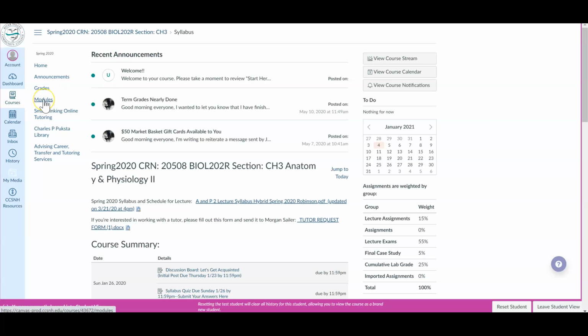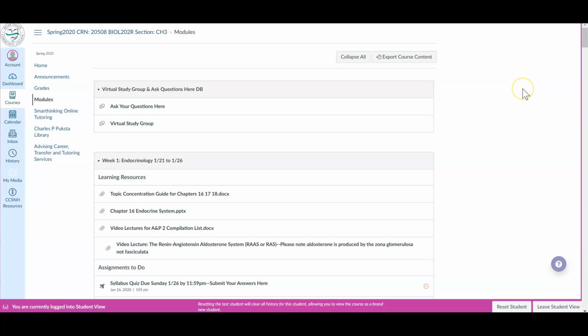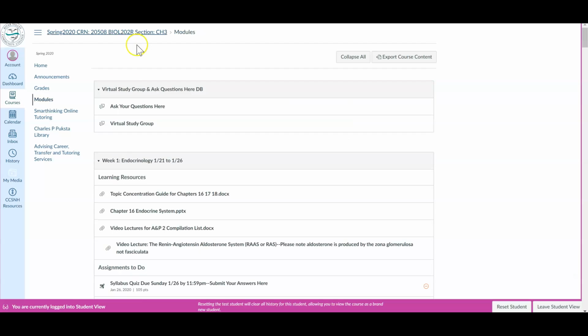And then I put everything in modules. So one of the differences between an on-ground class and one that's fully online is you probably want to have a discussion board just so that students can put questions in. That way, if you're being asked the same question multiple times, the answer is right there. And don't forget to subscribe to that. This is the student view, by the way.